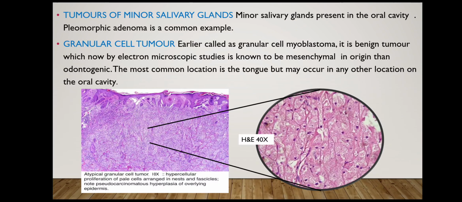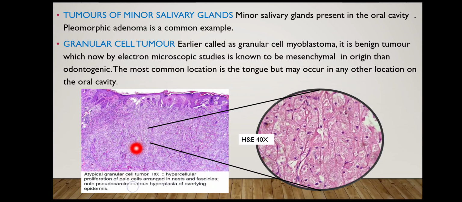Tumors of minor salivary glands can be present in the oral cavity, and most commonly the tumor occurring here is the pleomorphic adenoma. Granular cell tumor is a very rare tumor, and it is also called granular cell myoblastoma because of its mesenchymal origin. This is a benign tumor, and the most common location is the tongue, and it can also occur in other places in the oral cavity as well.